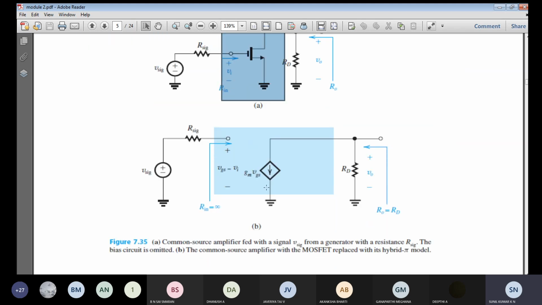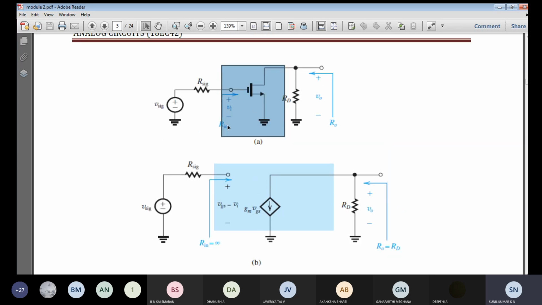Here it is the gate, here it is the source, and here it is the drain. So between the gate and source, what is there? The input voltage Vi is there. So here you are going to find the input voltage, and that is the Vi, and from here we are going to find the amplifier input resistance Rin.